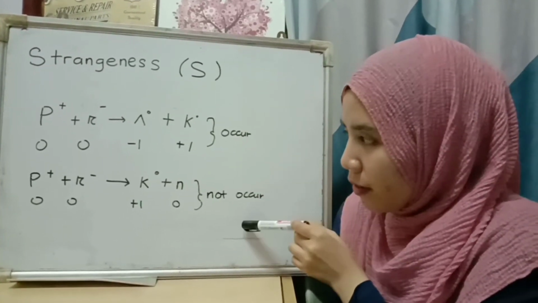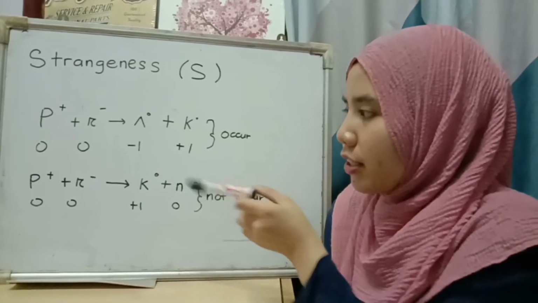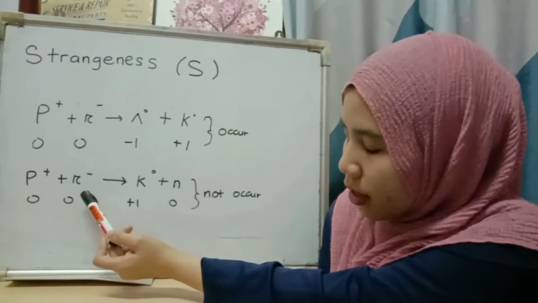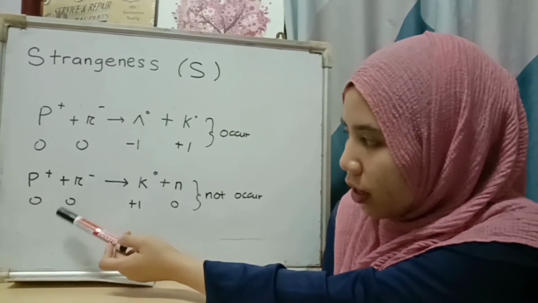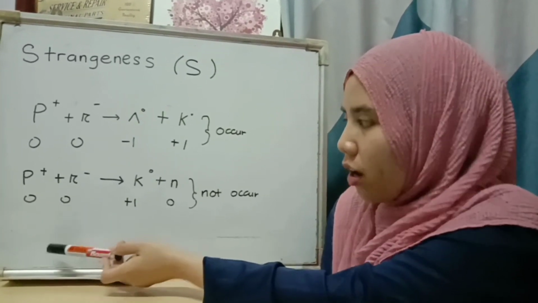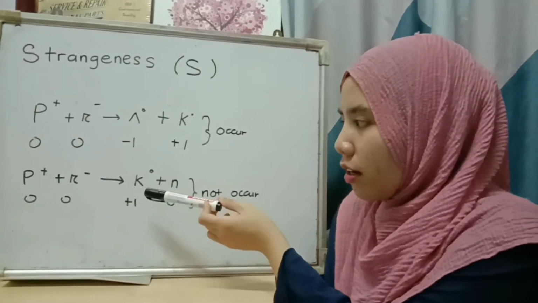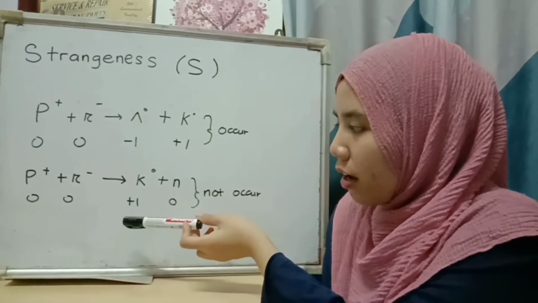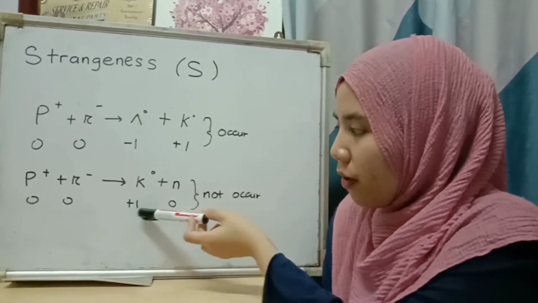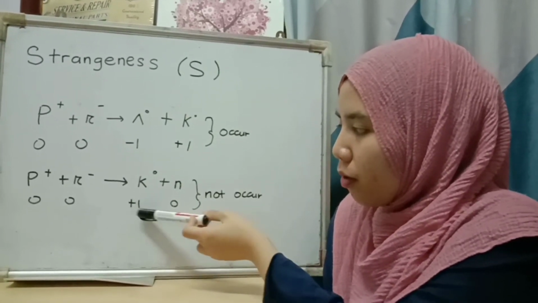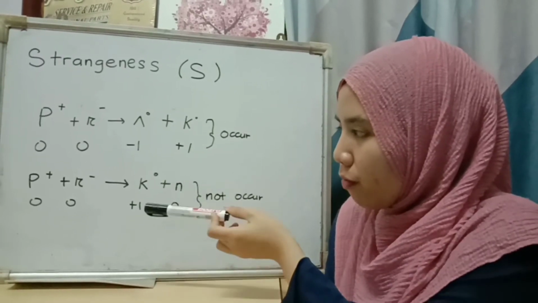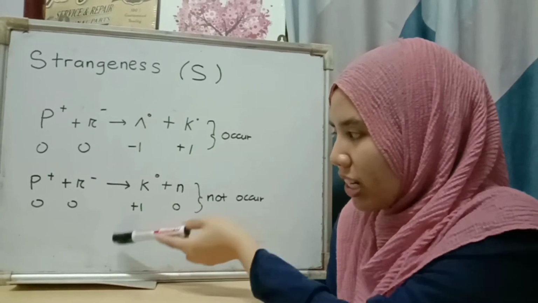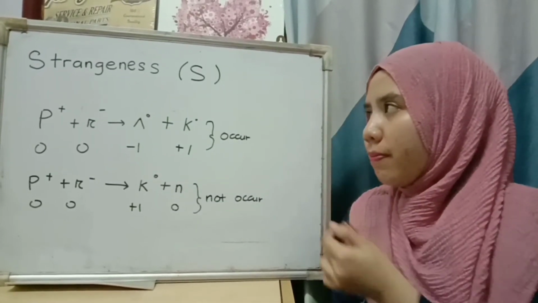For the second reaction, it shows that when the proton interacts with the antipion, the value is 0. After that, it will produce K particle and neutron. Positive 1, 0 is the value. When we sum up, we get positive 1. So 0 does not equal positive 1, so it does not occur in nature.